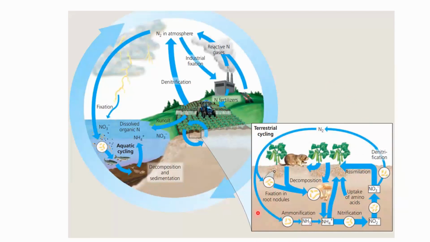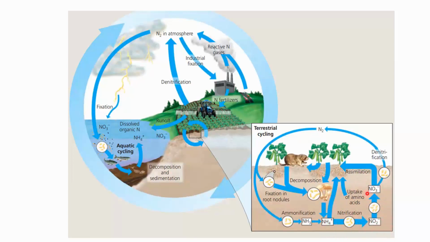The terrestrial cycling, especially the fixation of nitrogen in the root nodules of plants, is really important, and it involves steps: ammonification, nitrification, and assimilation of these nitrates by the plants. So I again repeat these steps: in the process of ammonification, the ammonia is converted into the ammonium ion. This ammonium ion can then, by the process of nitrification, be converted into the nitrites.